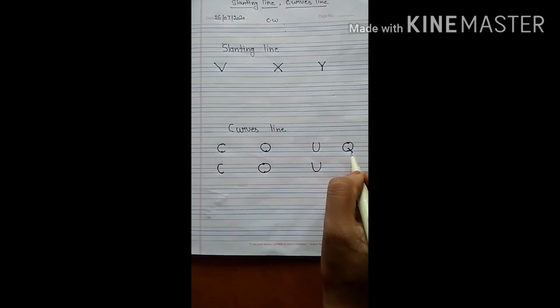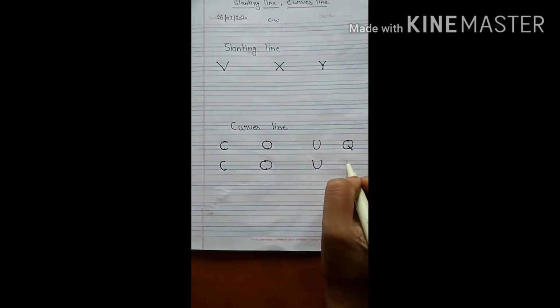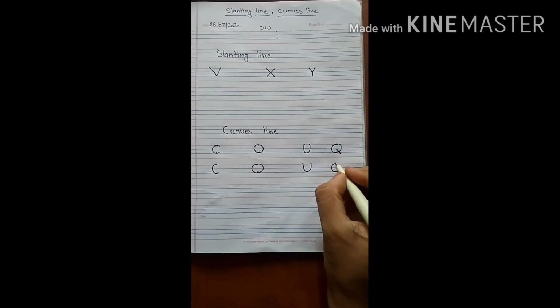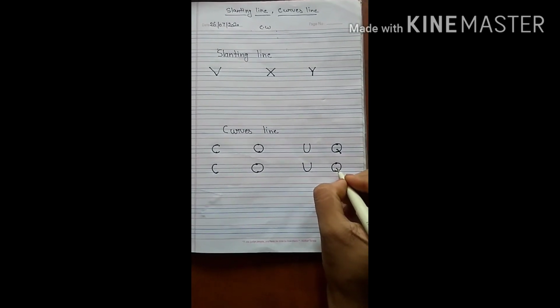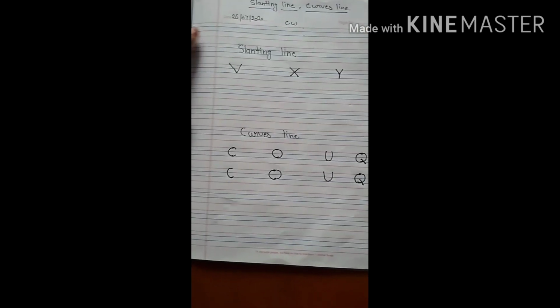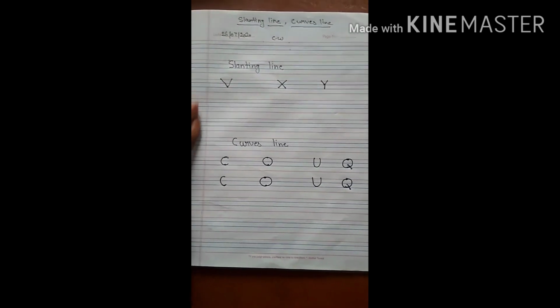Slanting line. This is a Q. Left curve. Right curve. Slanting line. This is a Q. Children, ये आपका क्लास वर्क है, इसे आप कंप्लीट करिएगा.